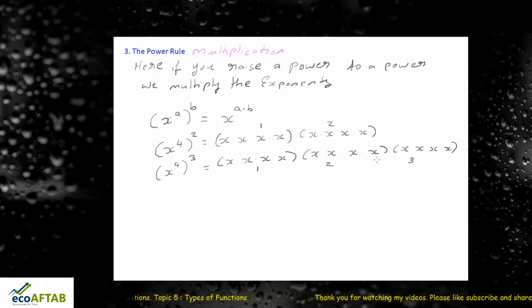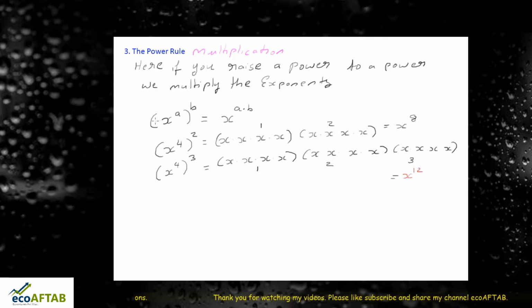So here total how many x's are there? You can see if you count here 1 2 3 4 5 6 7 8. So this is x to the power 8, and here it is 1 2 3 4 5 6 7 8 9 10 11 12. So here it is, you can say x to the power 12. So this x to the power 8, this x to the power 12, we need not go on writing like this.